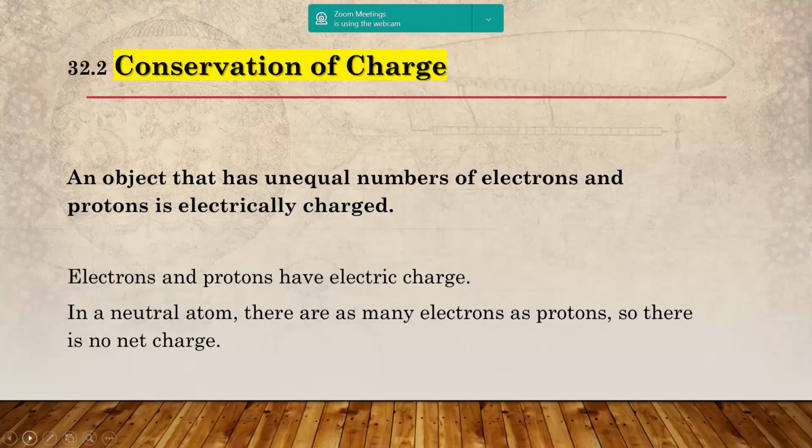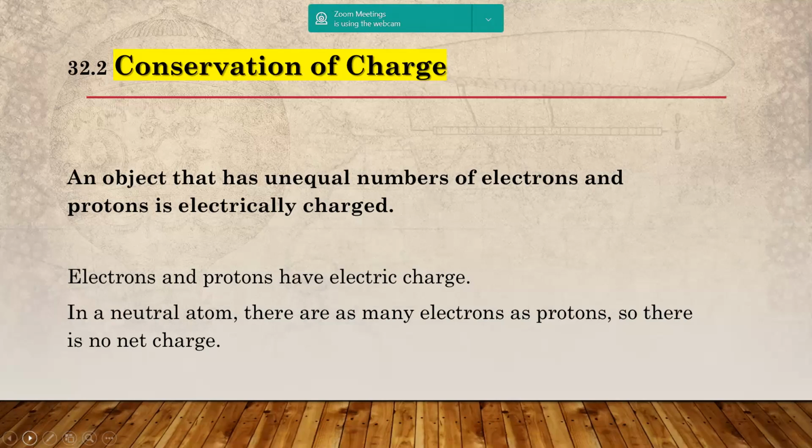But if the number of protons is not equal to the number of electrons, I will say that this object or this atom is electrically charged. So if they are equal, there's no charge. If they are unequal, it is electrically charged.